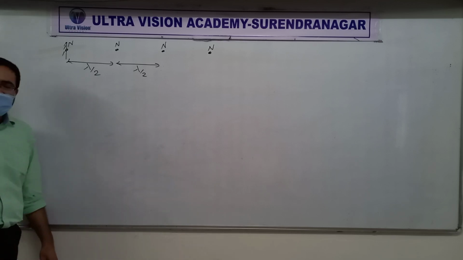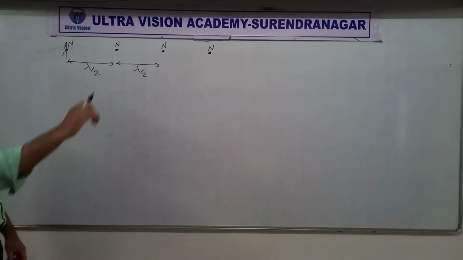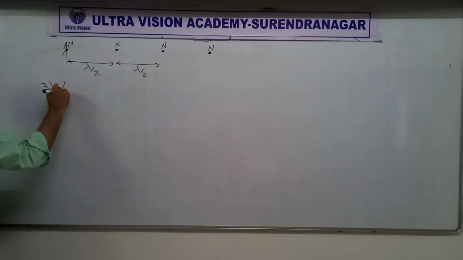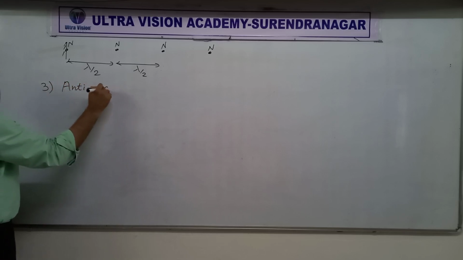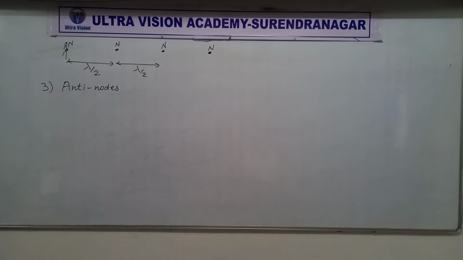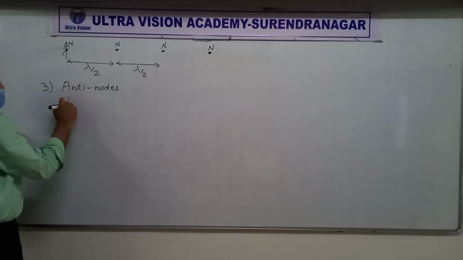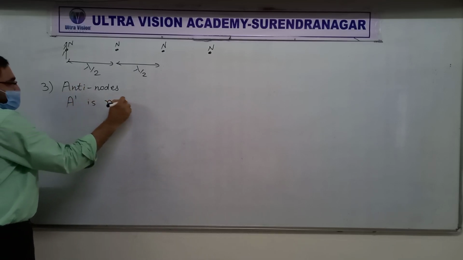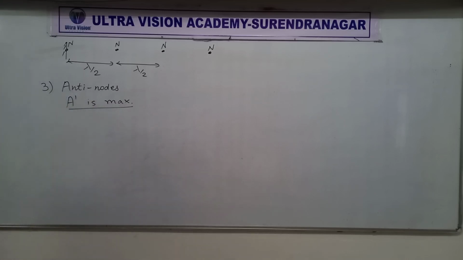Alright, now let's go to the other side of this story. Number 3, antinodes. Let's talk about antinodes now. So what are antinodes? Antinodes are those points where the amplitude A dash is maximum. Clear? Antinodes are those points where the amplitude A dash is maximum.